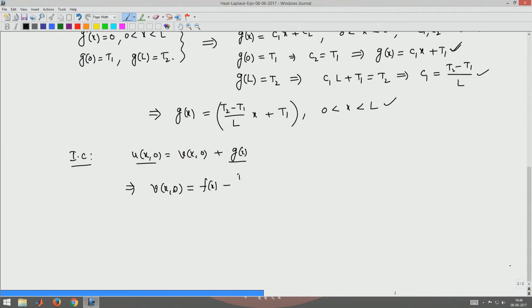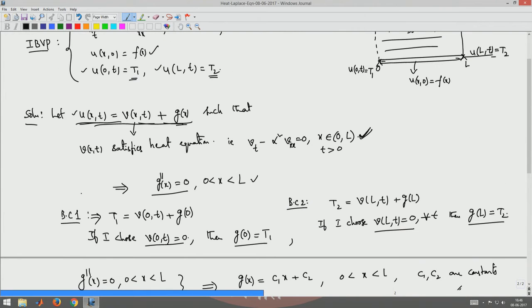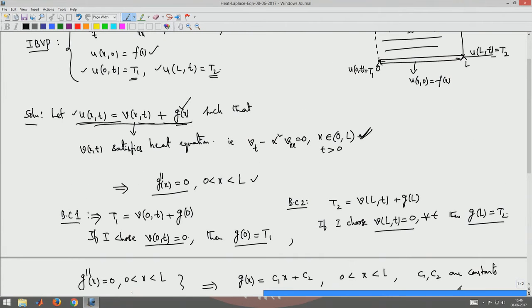G of x you can write, if you want, as (T2 minus T1) into x, minus T1. So, this you call some f1 of x, just by definition. This is your V here. So, now I know completely what G is. V I do not know.